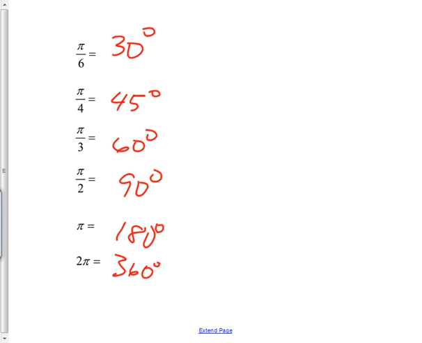Now we can't expect you to do sine of 27 degrees in your head, but we can expect you to do sine of 30, or sine of 45, or sine of 60, or sine of 90, or sine of 180, or sine of 360. All can be done in your head. I'll remind you how in a minute, but you need to know all of those. So this is radians. This is degrees.